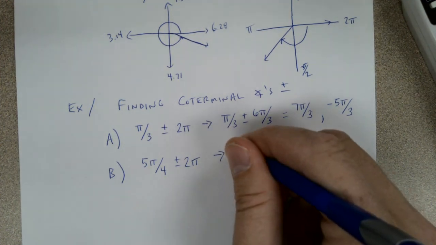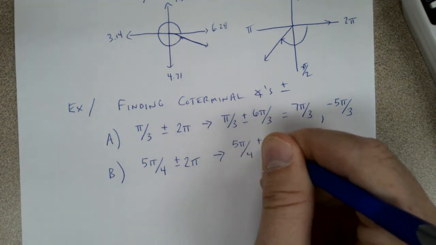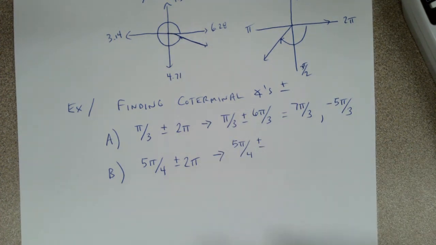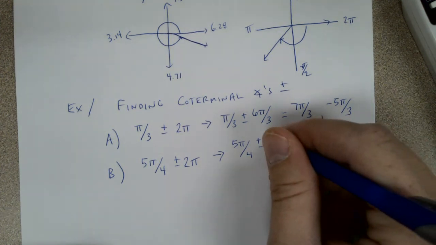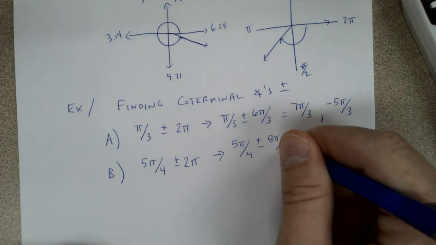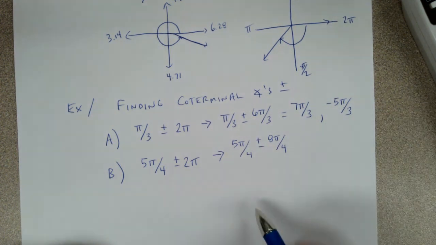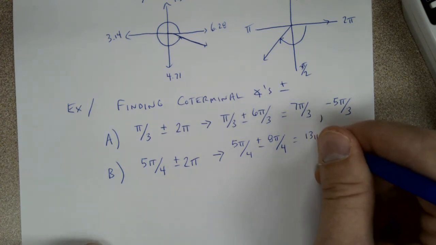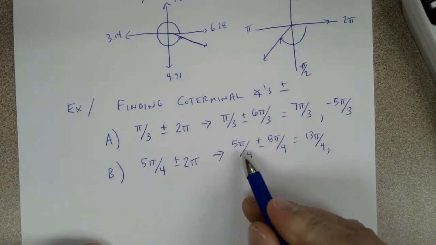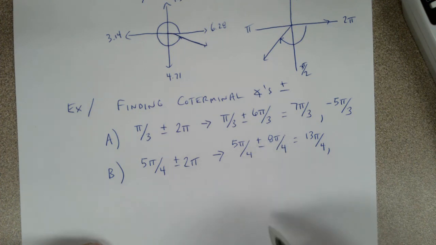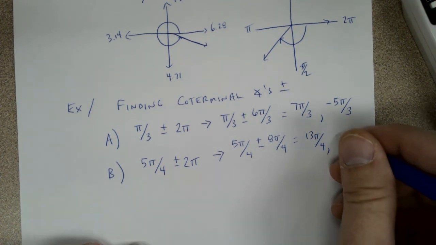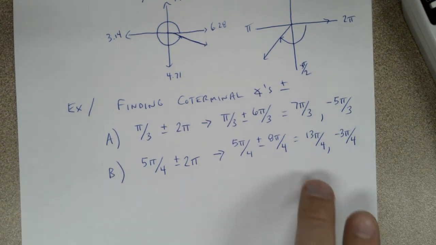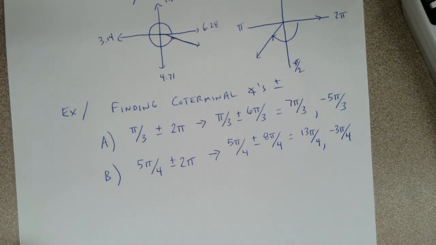Okay, so on this one, 5 pi fourths, I'm going to add and subtract. Now my common denominator here is 4. So it's going to be 8 pi fourths. So 5 plus 8 would give me 13 pi fourths. And then my negative one, 5 pi fourths minus the 8 pi fourths is going to give me negative 3 pi fourths. And those would be my positive and negative coterminal angles for that.